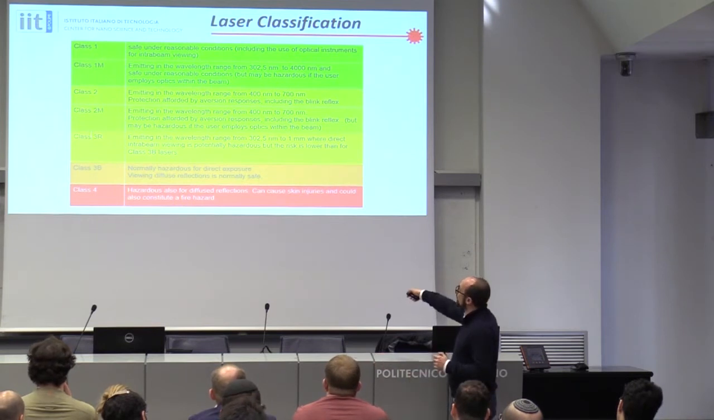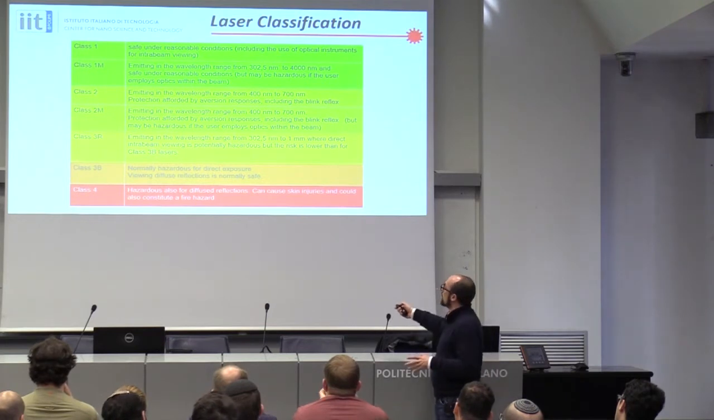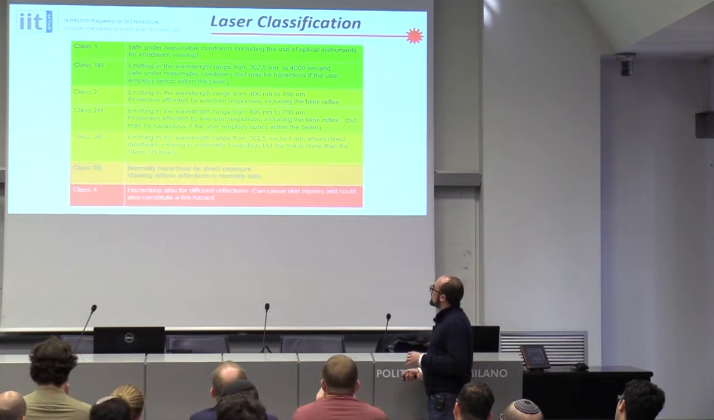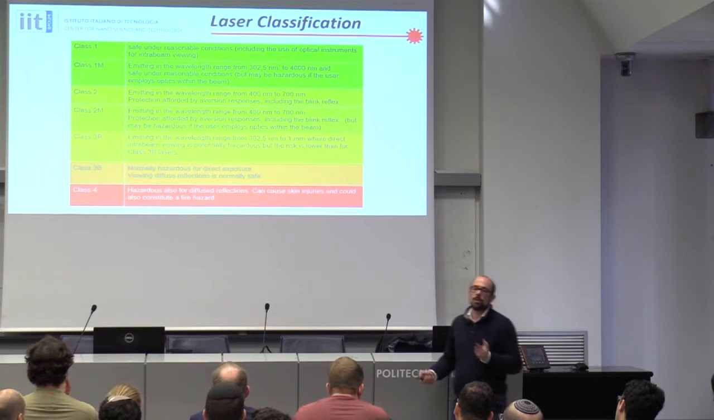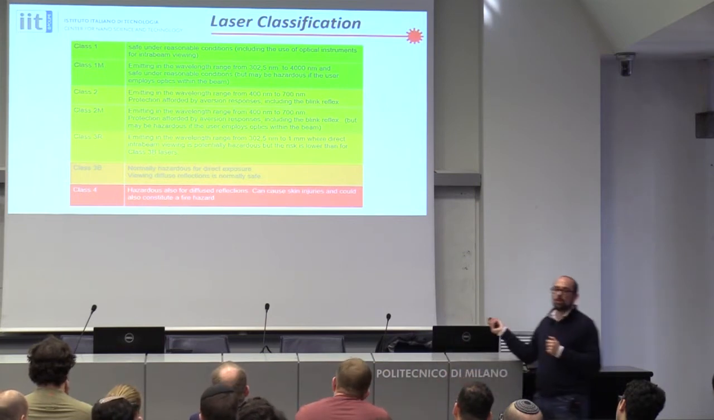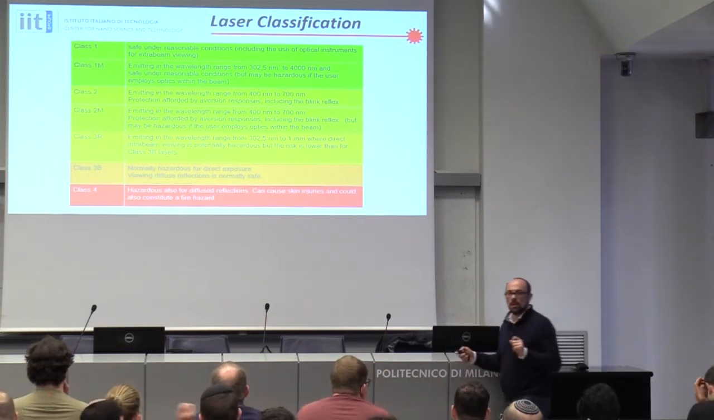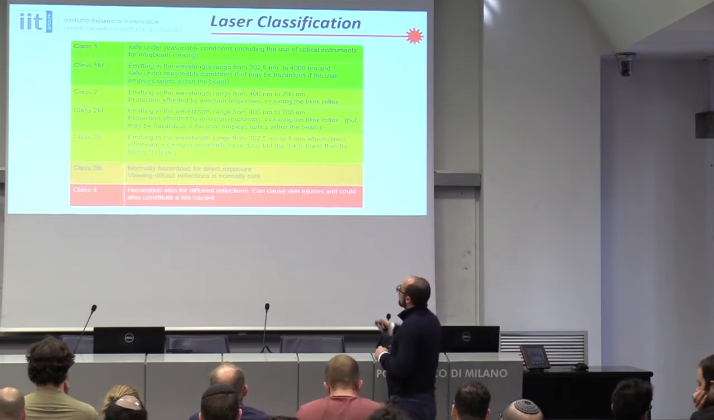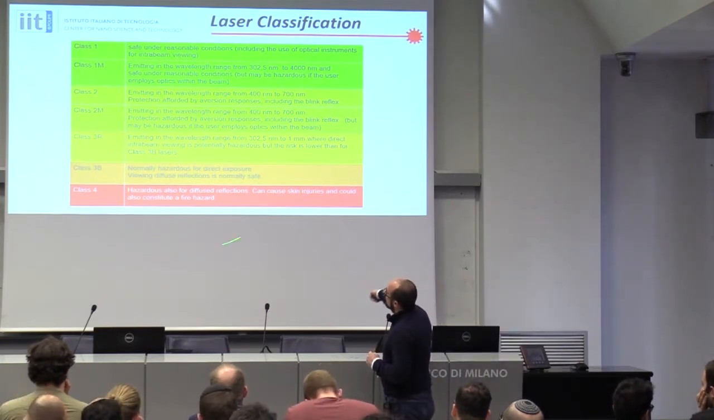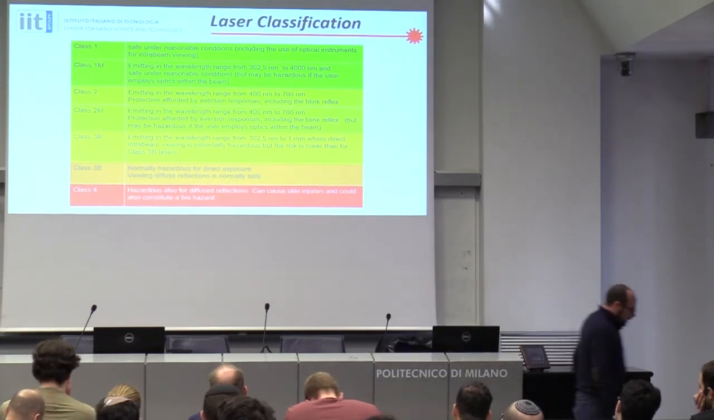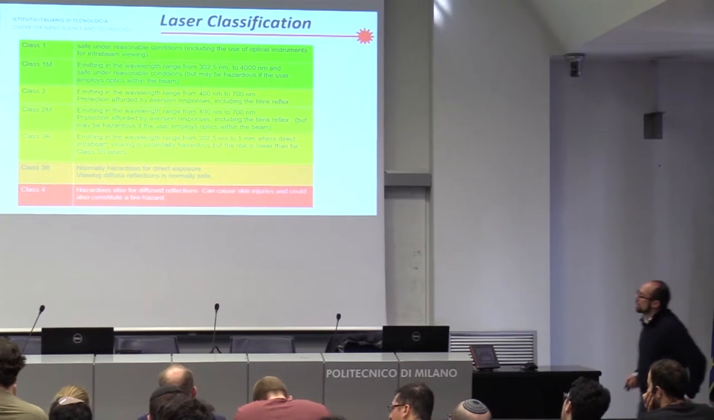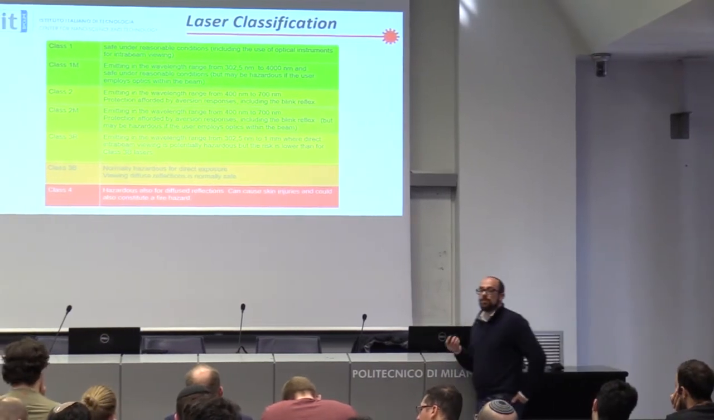Then class 3R. The definition in the law is pretty curious in this case, because it says they emit in this range, and intrabeam viewing is potentially hazardous, but the risk is lower than another class. This is actually what the law says, so it's a pretty hazy definition. And then we get to the vast majority of lasers, which are 3B and 4. Class 3B lasers are considered safe for diffused viewing.